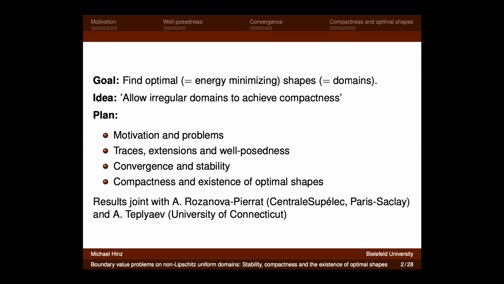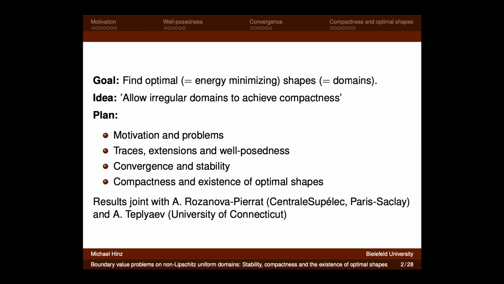So the goal is we will look at some equations, and we would like to find optimal shapes. By optimal, I mean energy minimizing shapes. So we will look at more or less the same type of energy functional, but we will change the domains and then ask which sort of domain makes this energy minimal. And the point is we will encounter a situation where if we try to look at smooth domains or Lipschitz domains, then this is not so obvious how to do it for these boundary conditions that we will impose.